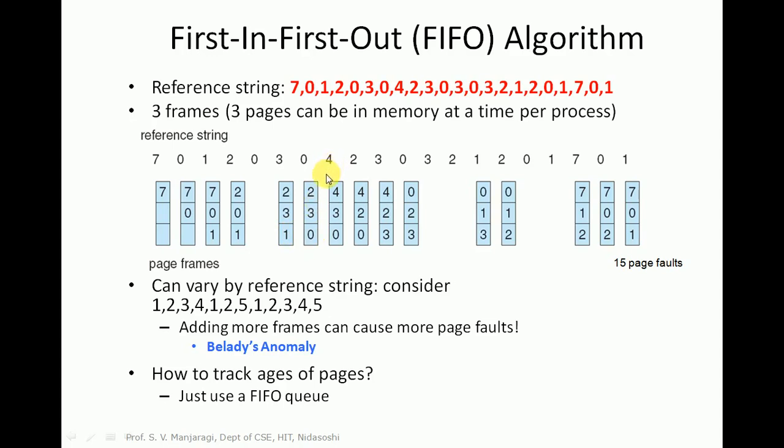So 4 is not there in the memory, and there is a page fault. Then we need to go for the page replacement since no free frames are available. So which one is chosen as victim here? That is based on first in first out. Among 2, 3, 0, which is brought first here? 2 is brought first here. So 2 is replaced with 4. So in the memory we got 4, 3, 0.